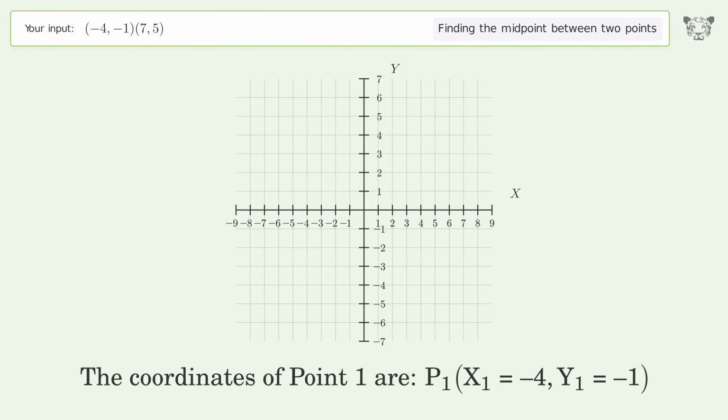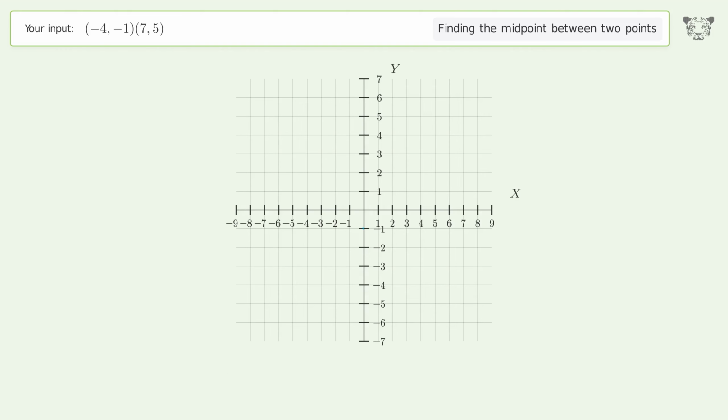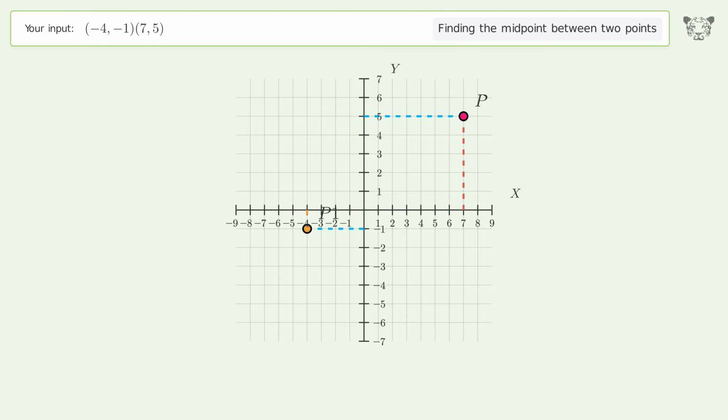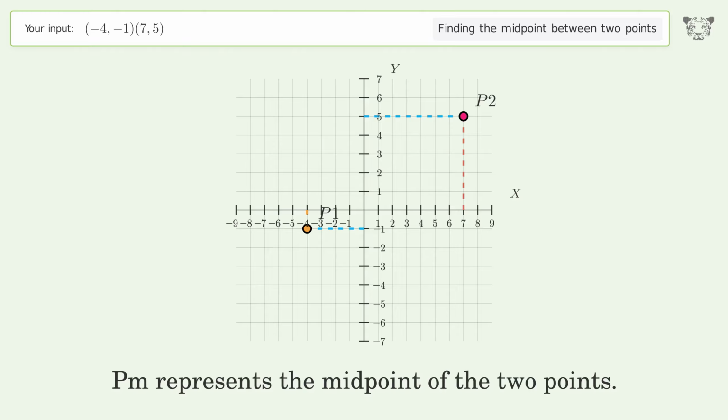The coordinates of point 1 are x1 equals -4, y1 equals -1. The coordinates of point 2 are x2 equals 7, y2 equals 5. PM represents the midpoint of the 2 points.